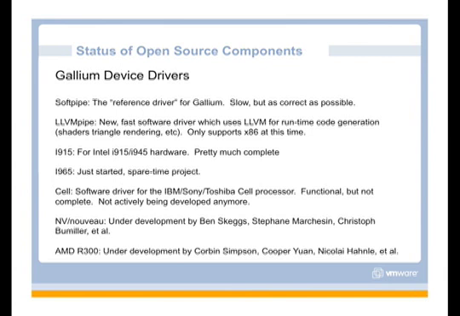So first of all, we have SoftPipe. This was one of the first drivers we developed, of course, for Gallium. We consider it the reference driver when we have questions about how the Gallium interface should be interpreted or used. We want to probably look at the software driver to see what's going on there. It's not a terribly fast renderer, but we try to make it as correct as possible.